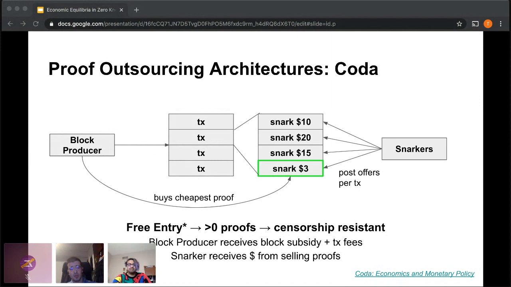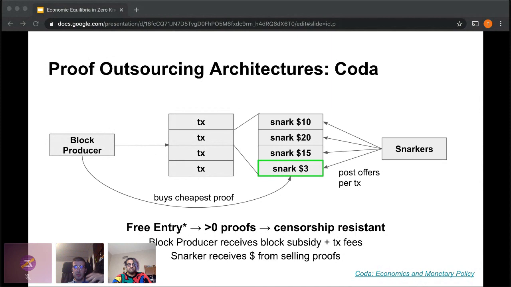And just as a note, I have added an asterisk here on the free entry, because in Coda's case, the snark for one transaction can be cheap. So free entry, you could say that if you have enough participants, yes, free entry is easy. But what if the snark is costly to produce? Then you'd perhaps have issues with free entry due to the proof size. So you need to start thinking about how you can start distributing large proofs.